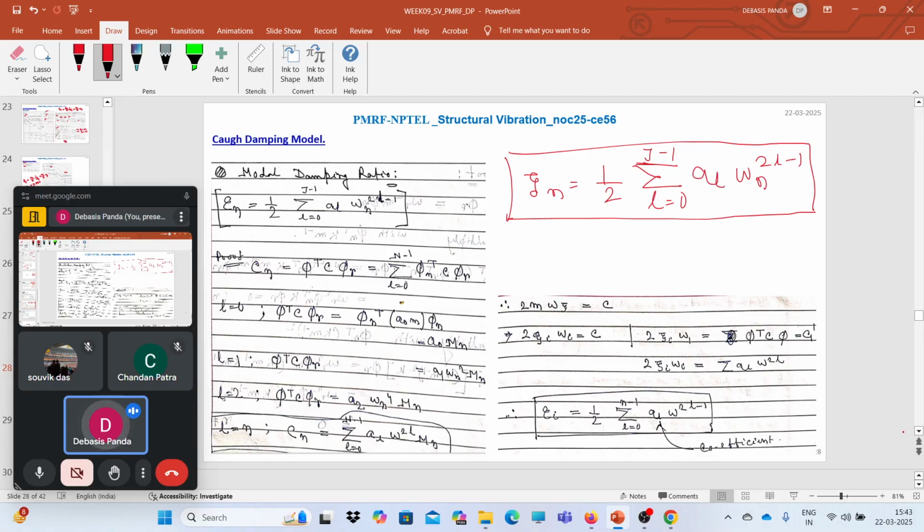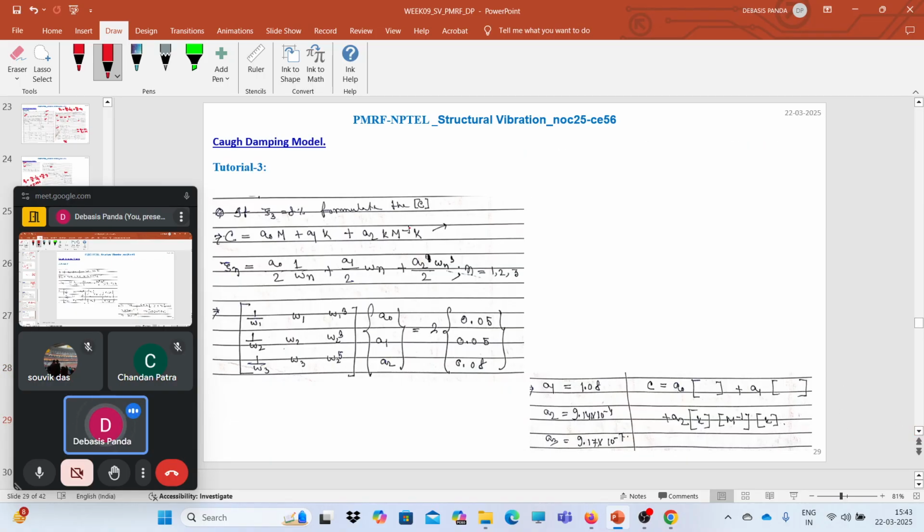Now in a matrix form, we can easily arrange them. Like here, for the same example we have considered, for the first two modes, zeta 1 is equal to zeta 2 is equal to 5%. Now let's consider I want to give the input zeta 3 also 8%. Now construct the symmetric matrix. Until or unless we can construct the symmetric matrix, we cannot solve the system, right?